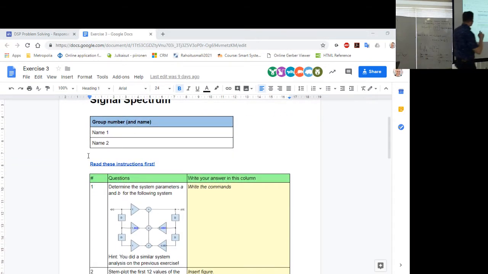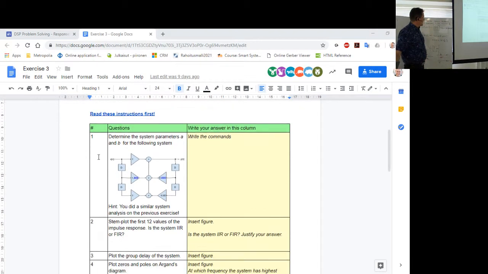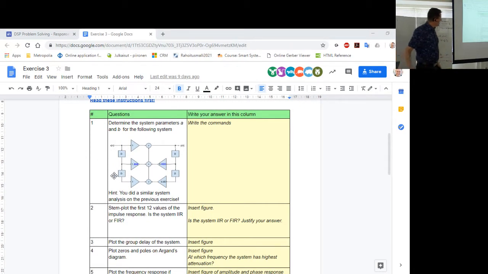So, system responses. Today is about system responses and the spectrum analysis. The first part looks similar to yesterday's exercise, where you have a block diagram or flowchart, and basically you just need to analyze that one and figure out the system coefficients A and B, and that is your system.